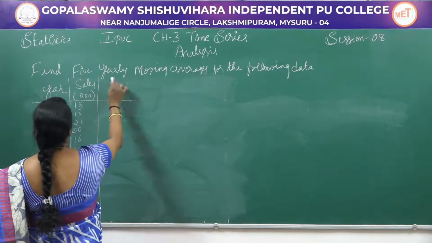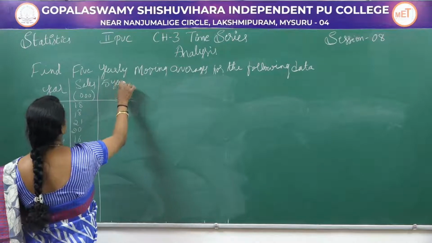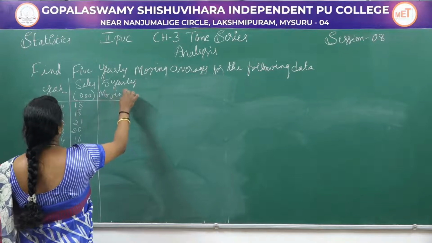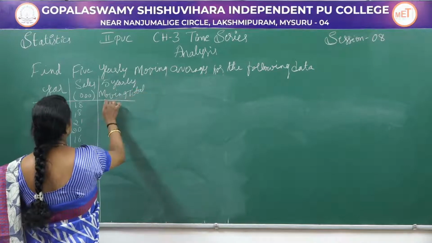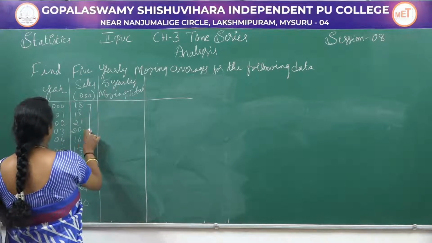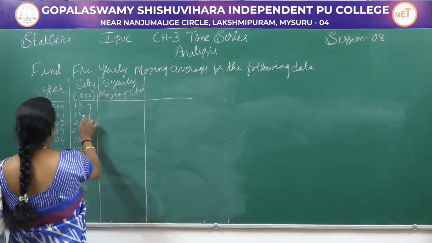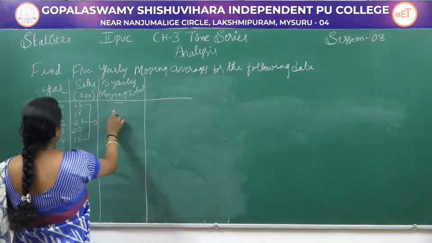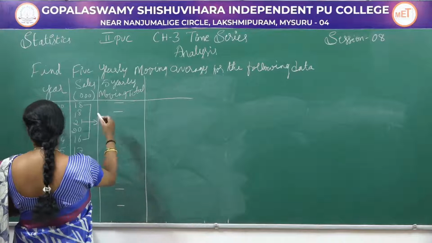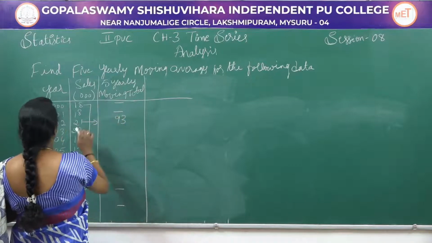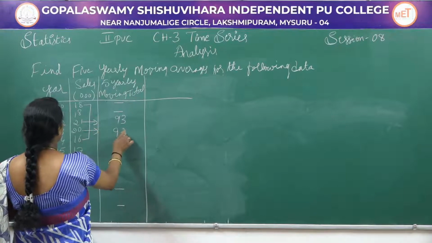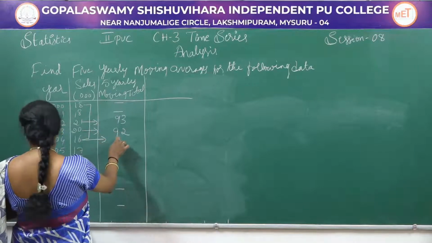So, next step is 5 yearly moving total. I should add 5 numbers and the position, and here the first 2 and last 2 will be blank. We know that. So, I'll just add the numbers. You know how to add the numbers. So, simply I'll write the values with positions.